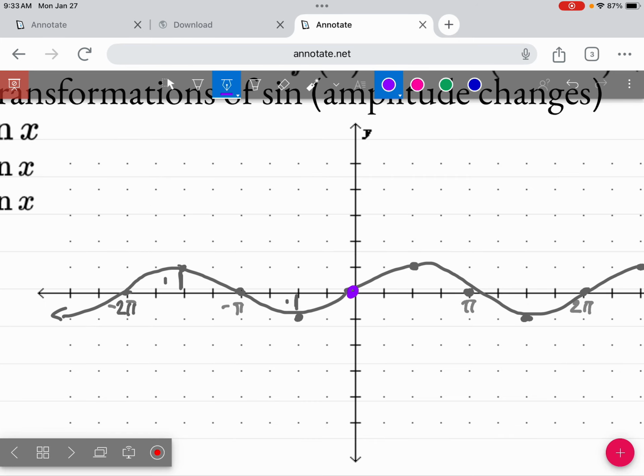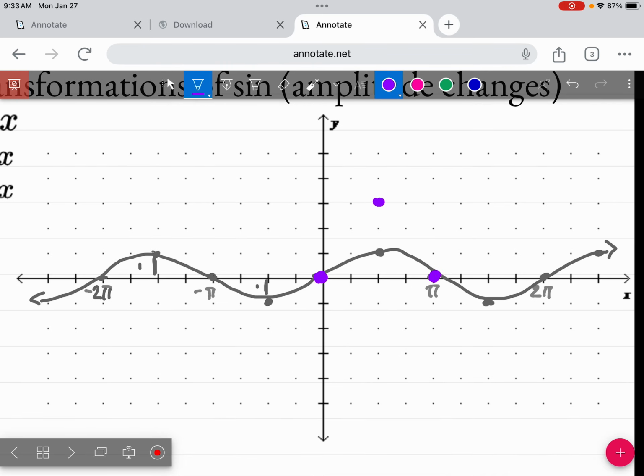So our 0 is still going to be 0. But what was 1, now it's 3. So it's going to be up here at 3. Our 0 is still 0. My 3 pi over 2 is now going to be down at negative 3. Negative 3, 0. Positive 3, 0. Negative 3. So it looks like this.